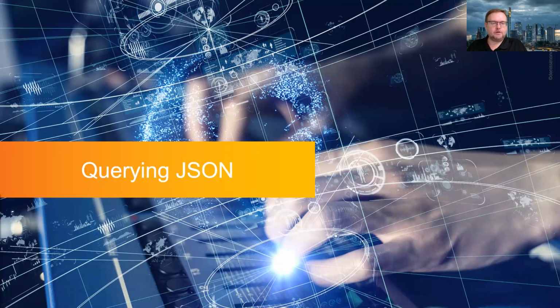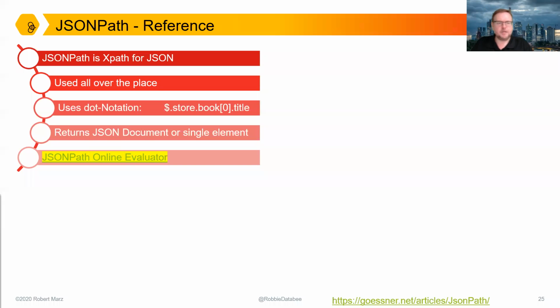Okay, so now we learned what JSON is, when to store them, and how to store them in the database. So when I have a JSON document inside my database, how do I query it? And before I show you how to query them, we have to have a little look at the JSON path.